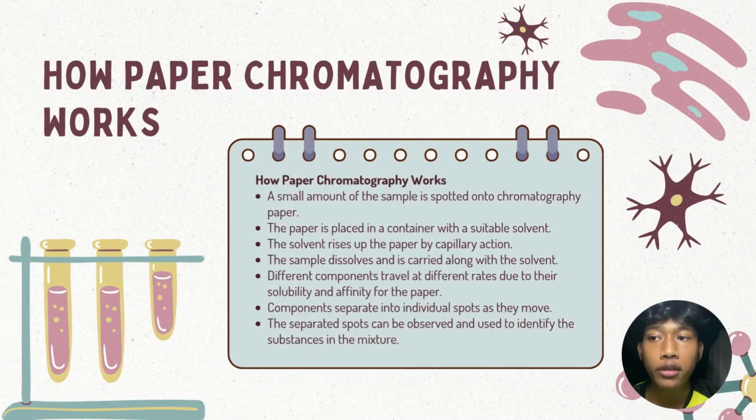Now I will explain how paper chromatography works. A small amount of the sample is put onto chromatography paper. The paper is placed into a container with a suitable solvent. The solvent rises up the paper by capillary action. The sample dissolves and is carried along with the solvent.